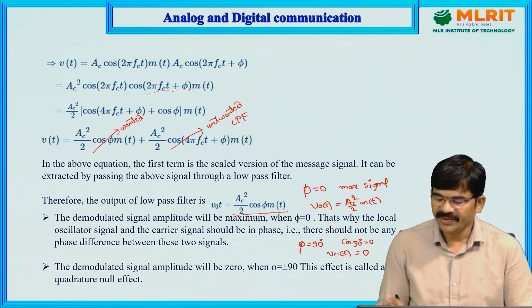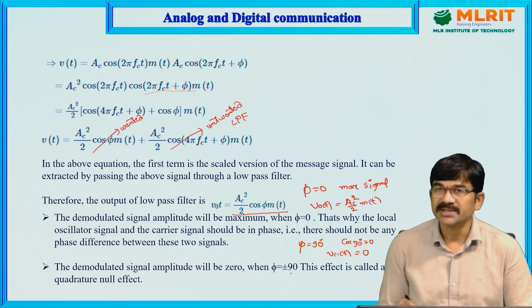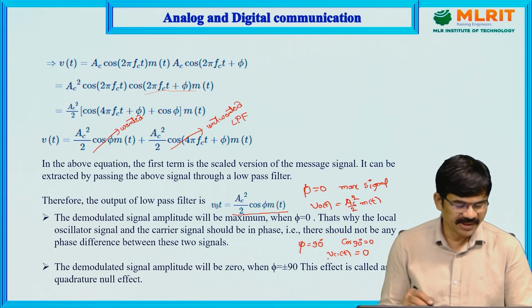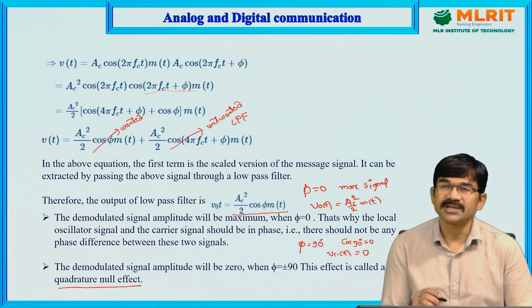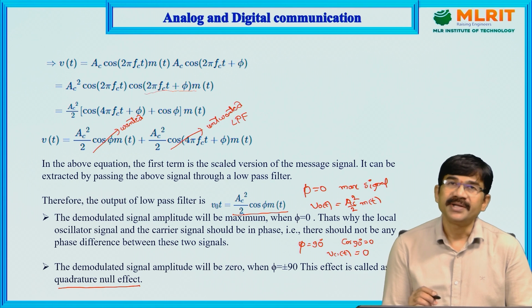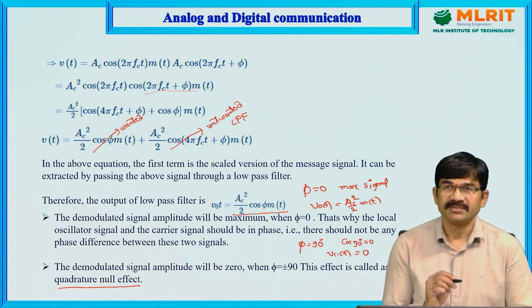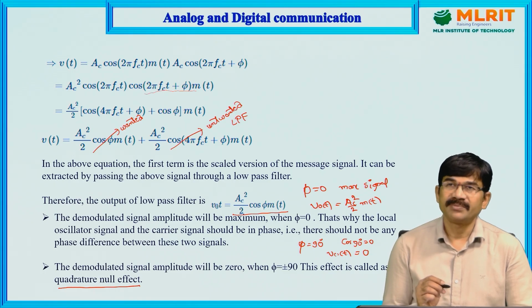So whenever phi is equal to plus or minus 90 degrees, the output becomes 0. This effect we call the quadrature null effect. This quadrature null effect occurs in the DSBSC demodulation technique. In the coherent detector, only one drawback is there, that is the quadrature null effect. Whenever we have a 90 degree phase shift, the quadrature null effect comes into the picture.